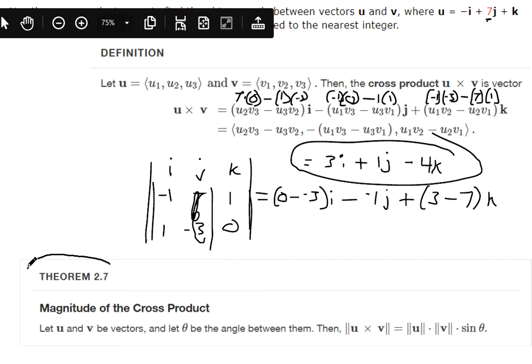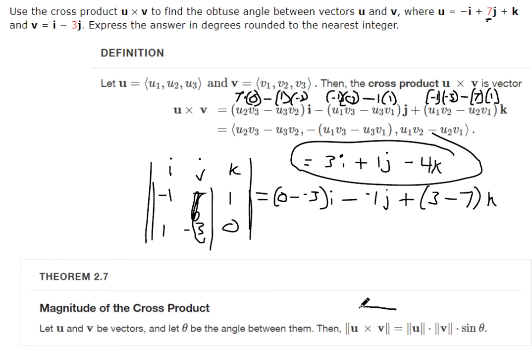So I went and dug up theorem 2.7 for you down here. This is going to help us find the angle between these two vectors, u and v. We need to start by finding the magnitude of the cross product. So we're finding the magnitude of this vector. That means the magnitude of the cross product of u and v is going to be the square root of the sum of each component being squared.